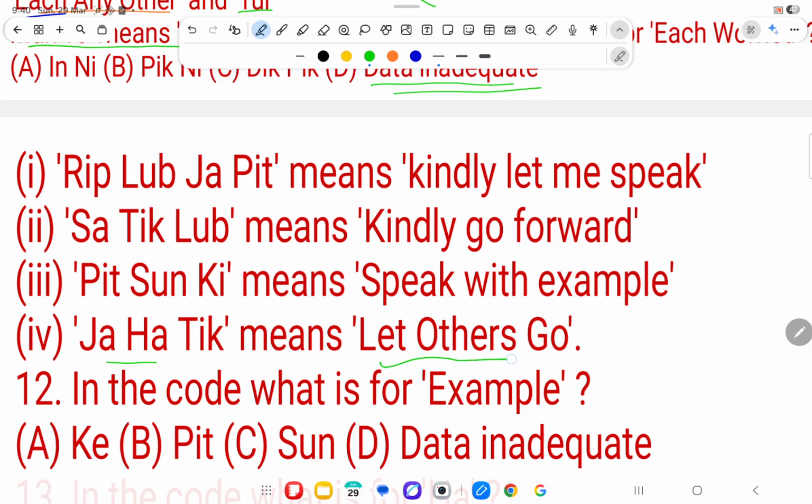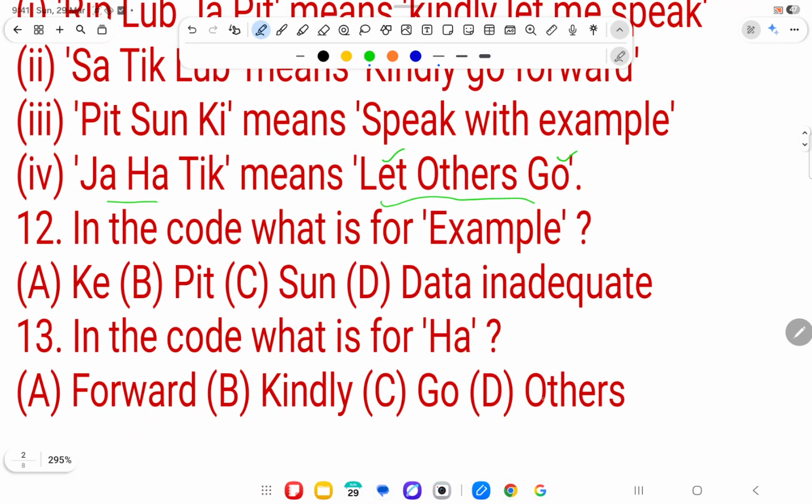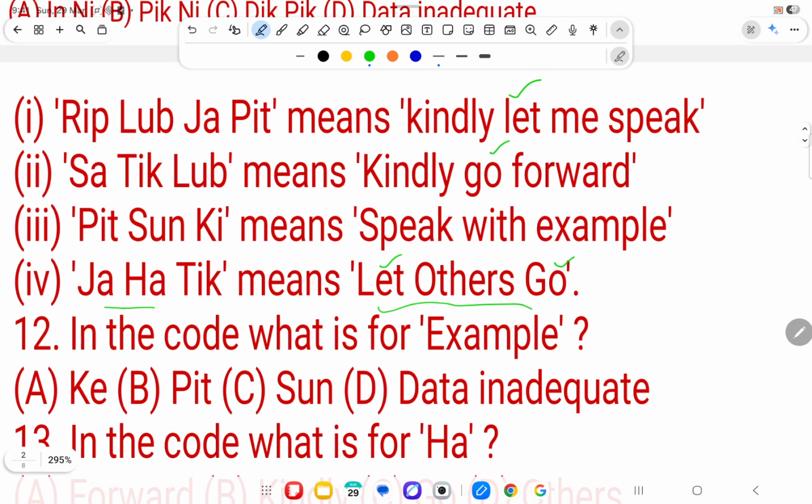So in the sentence, which is not repeated, we need to check. Let is repeated. See here. Then go is also repeated. Then others. So HA is for others. Oh, sorry. We need to check the 12th question also. I didn't see. See, it is very close.